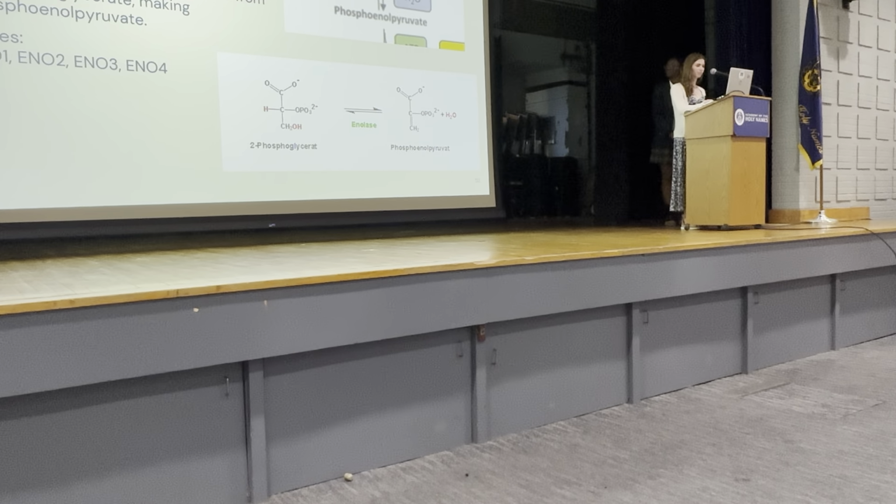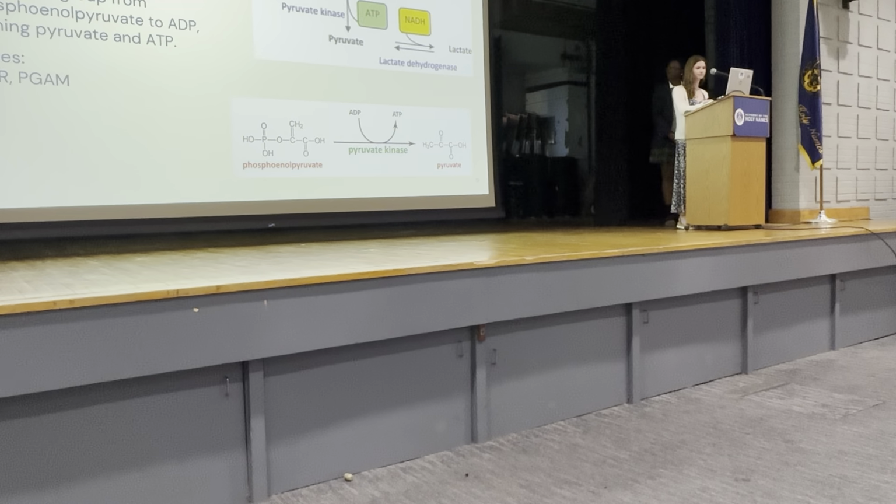Enolase removes a water molecule from 2-phosphoglycerate, making phosphoenolpyruvate. The genes that encode enolase are ENO1 through 4. Pyruvate kinase transfers a phosphate group from phosphoenolpyruvate to ADP, forming pyruvate and ATP. The genes that encode this enzyme are PKLR and PGAM.